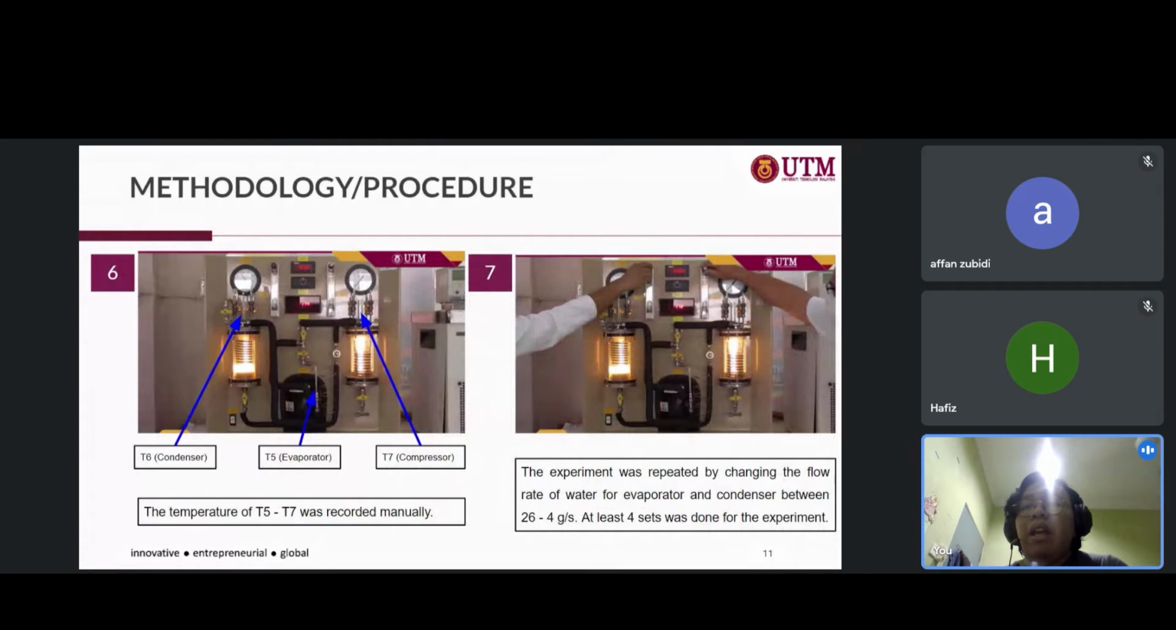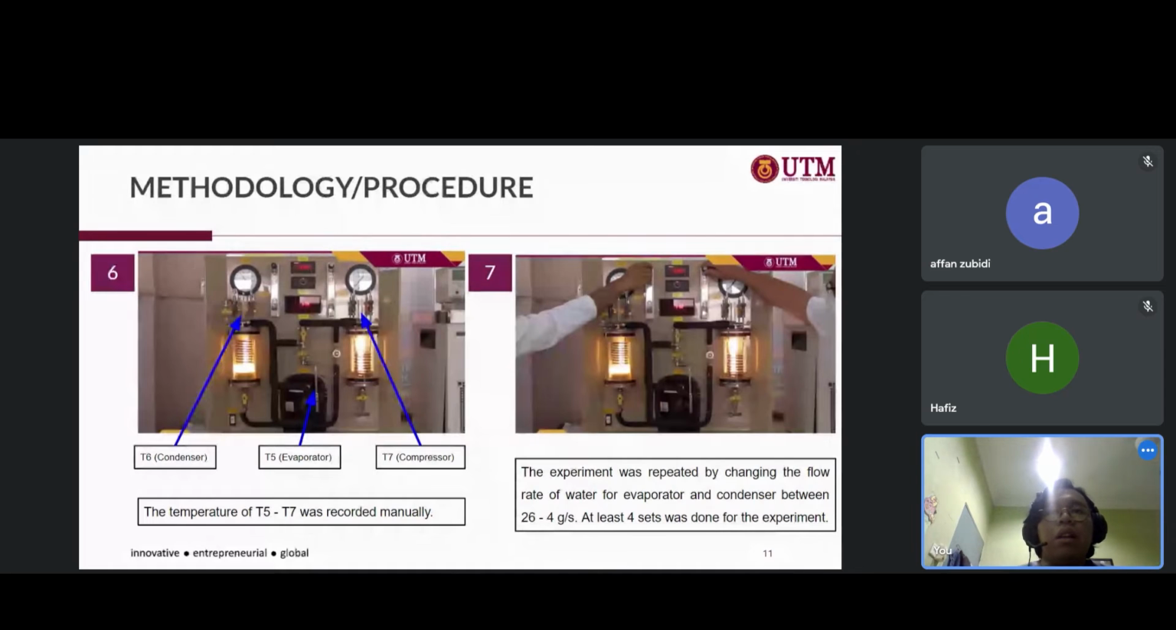The sixth step is that the temperatures T5 until T7 were recorded manually. T6, which is the condenser, requires a slight calculation here. T7 is the evaporator, and T5 is the compressor.